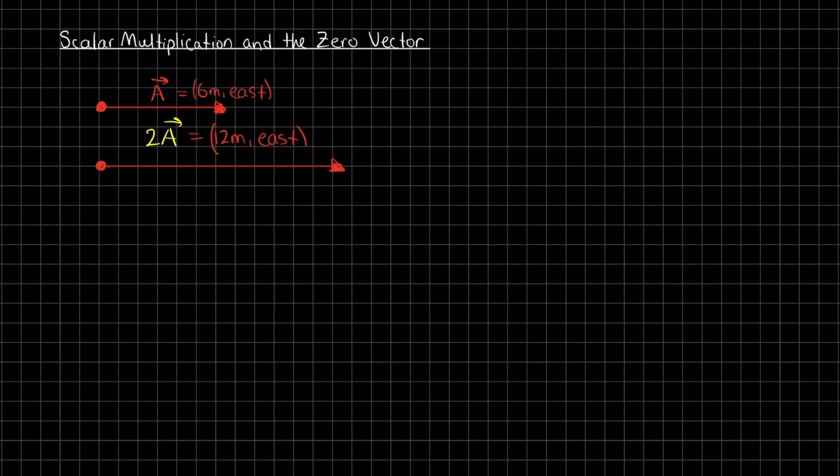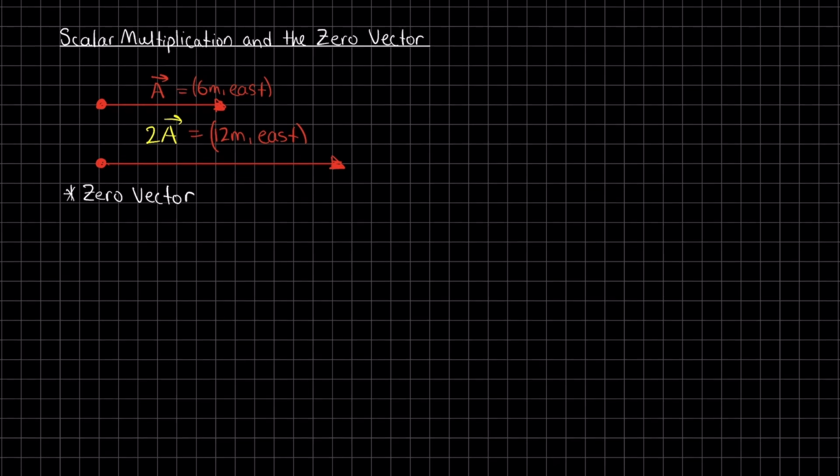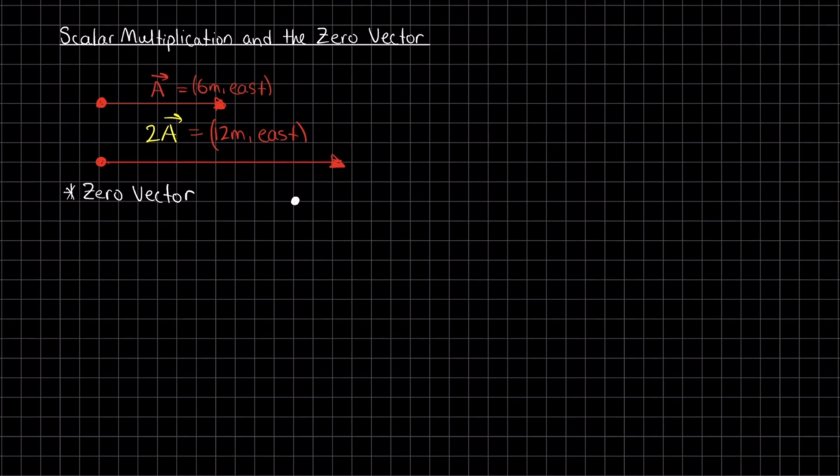Finally, if the car doesn't move at all, we have what is called the zero vector. The zero vector is a vector with no magnitude or direction. We represent the zero vector with just a dot. It has no shape, size, or direction, and we can give it the special symbol 0 with a vector symbol on top.